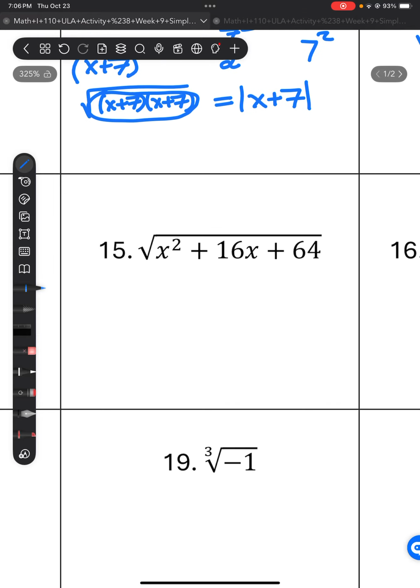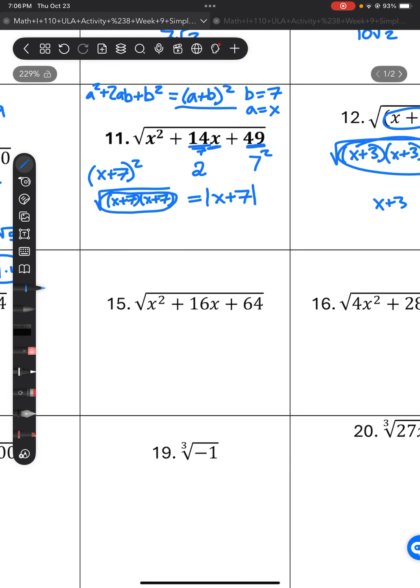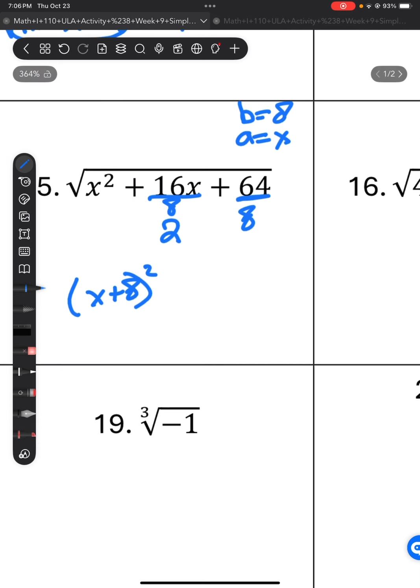All right, number 15, another equation. So I'm going to think about it in our formula. We need to find our a and our b. Well, my square root over here, my b, what's squared is 64? 8. So we know our b is 8. Moving on to here, when we divide by 8, we're left with 2. So we now know our a is x. Similar to before, we're going to plug it in to a plus b, so that's x plus 8 squared.